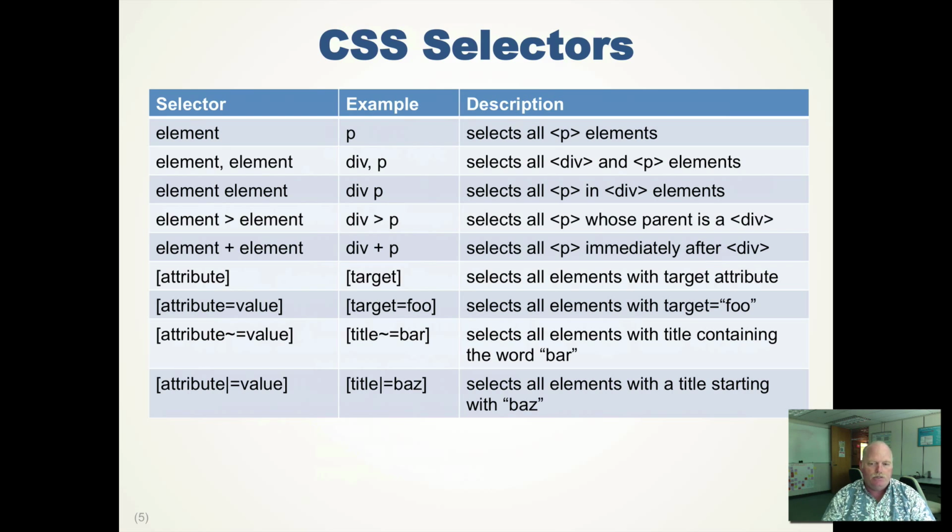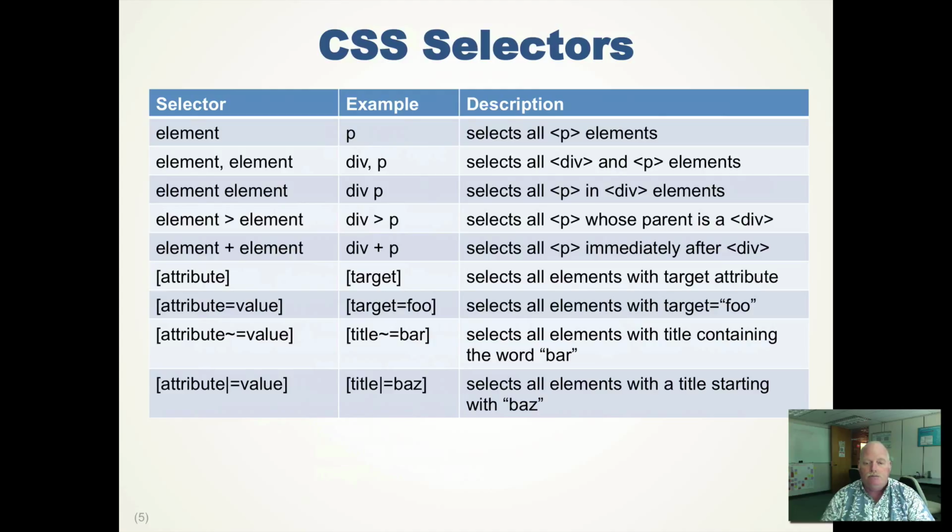You could then say attribute with the brackets. So you could say, if there's an attribute in the HTML element whose name is target, then we're going to select that element. If you say attribute equals value, we will match that attribute's name and the value. For example, if the target is foo, then it will select only the ones that have target equal to foo.